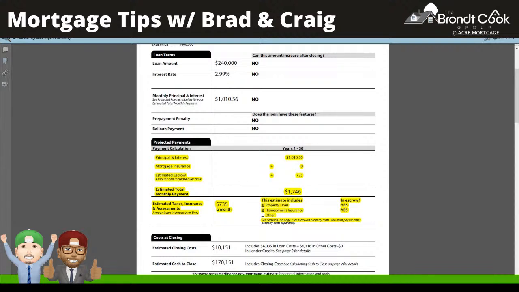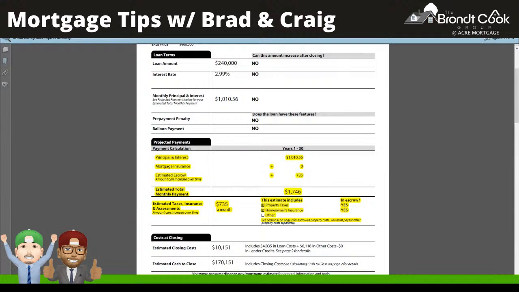In this scenario, for conventional financing, and we'll get into videos about mortgage insurance, with any conventional loan with 20% down or more, you're not required to have mortgage insurance. So that's why that says 0. If you were to do a conventional loan where you had 10% down, you may have monthly mortgage insurance, and that's where it would show up in that section.